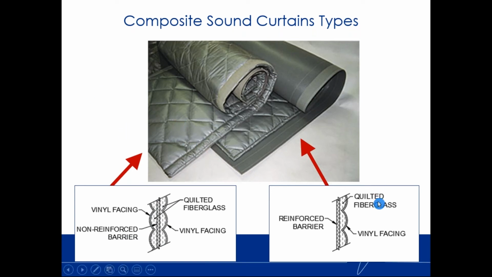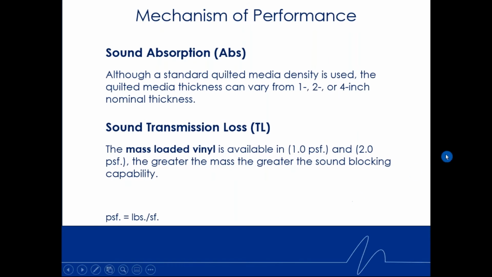We also have a product called our RBQ, which is basically quilt on only one side and then our reinforced barrier on the other. In this case, since the quilt is only on one side, your absorptive material is on one side, that's the side that would face your noise source, maybe your noisy compressor or something of that nature. Mechanism of performance, we just talked about that: a composite curtain is going to offer sound absorption, and it's going to offer sound transmission loss, or sound blocking.